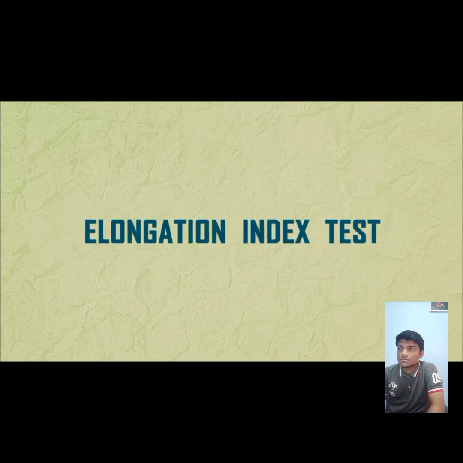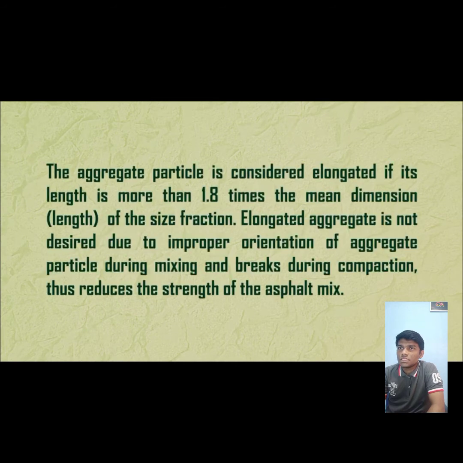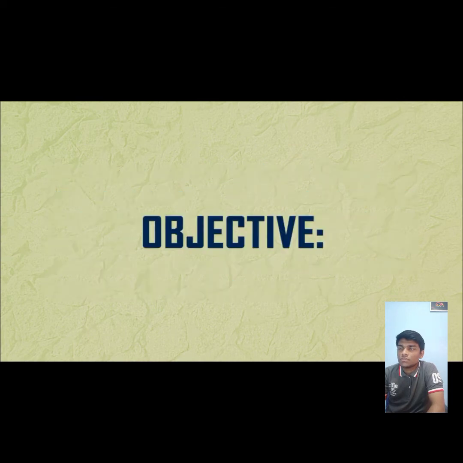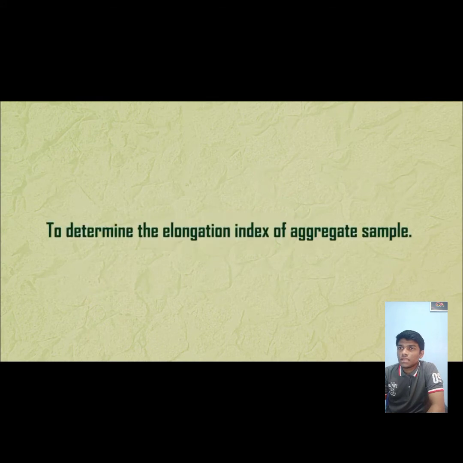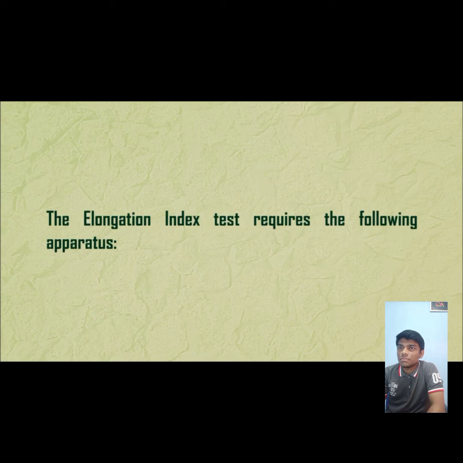Elongation Index Test. An aggregate particle is elongated if its length is more than 1.8 times the mean dimension of its size fraction. Elongated aggregate is not desired because it affects the orientation of aggregate particles during mixing and breaks during compaction, reducing the strength of the asphalt mix. Objective: to determine the elongation index of an aggregate sample, and this is the apparatus for elongation index.